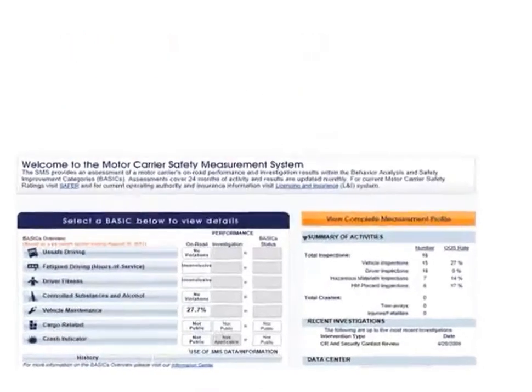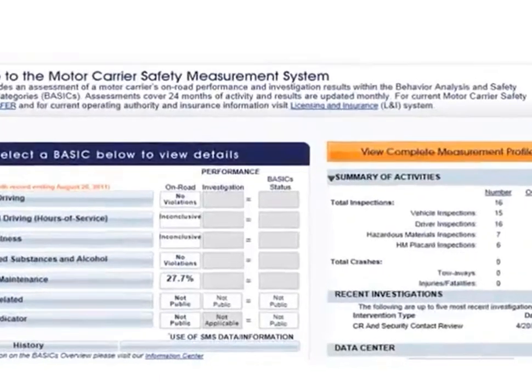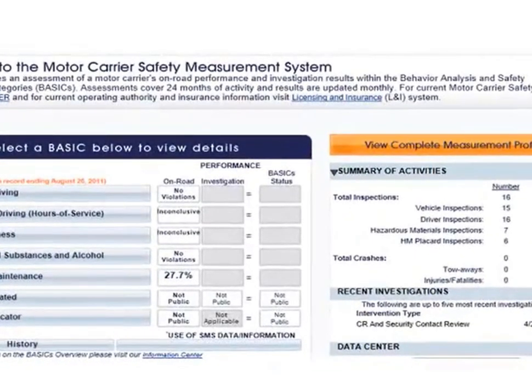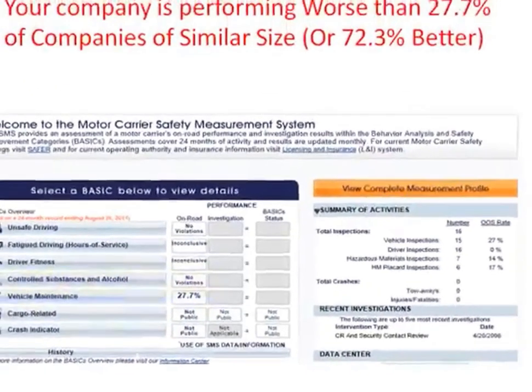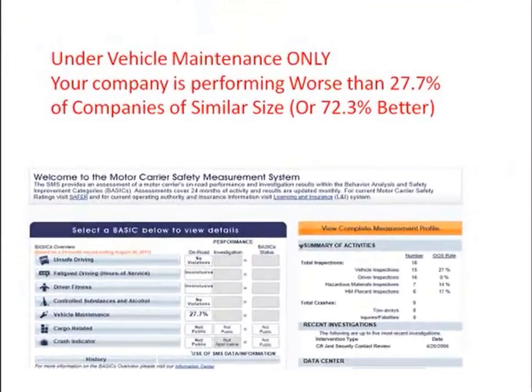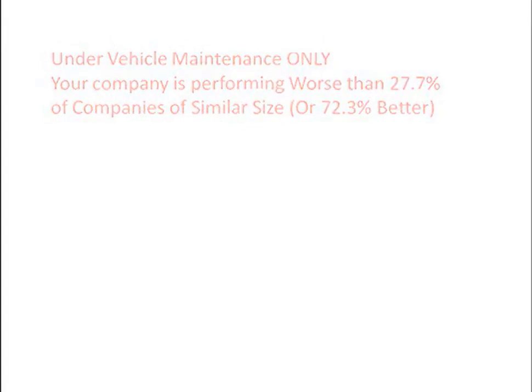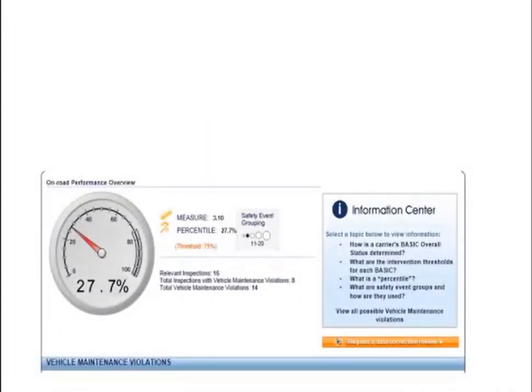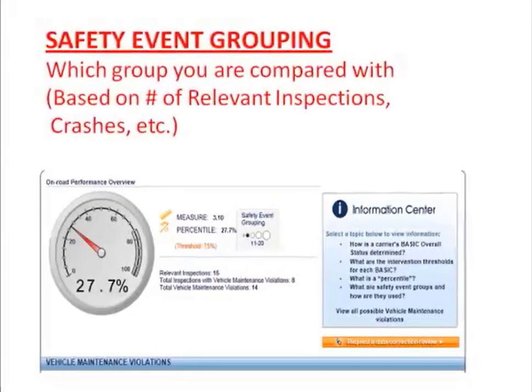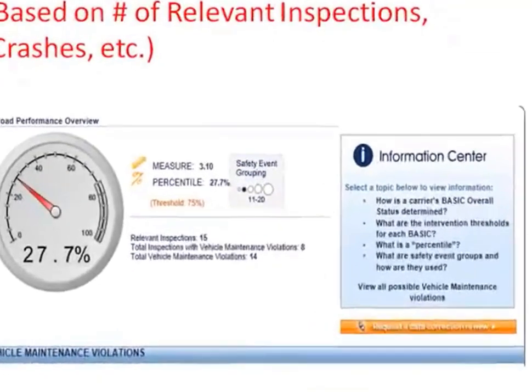At this point, if we were to go on to the FMCSA's website and check your company's score, you might see something like this. In our case, we see a 27.7% under vehicle maintenance. This simply means that your company is performing worse than 27.7% or better than 72.3% of all companies in your safety event group. And speaking of safety event groups, this is the group that your company is being measured against based on similar number of inspections and crashes, which you can find here.